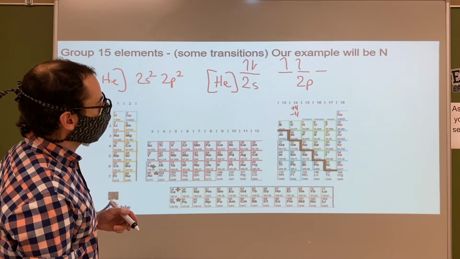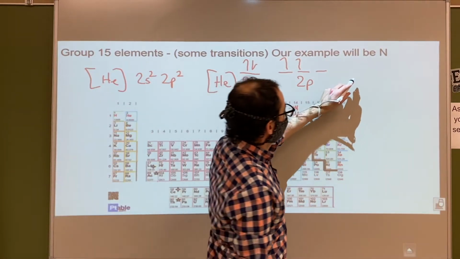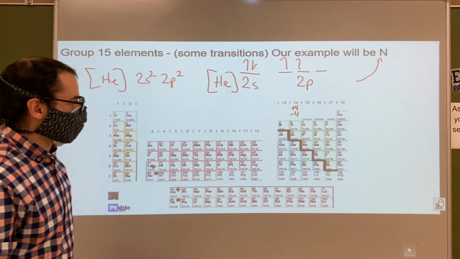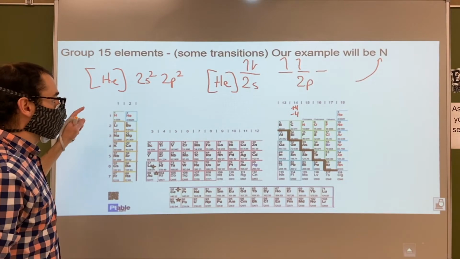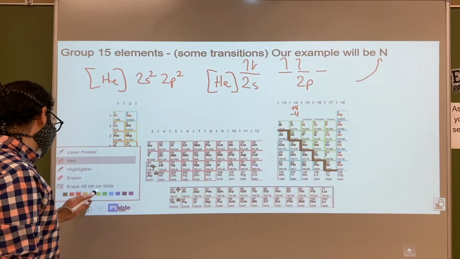What did I do? Oh, you know what? I didn't even notice. It's neon instead of carbon. All right, so we went over carbon again. No big deal. All right, I'm going to clear this, and then we're going to go over nitrogen.